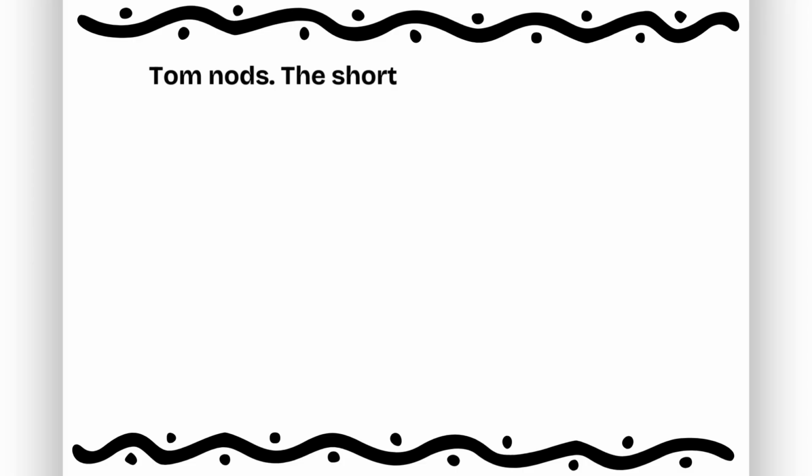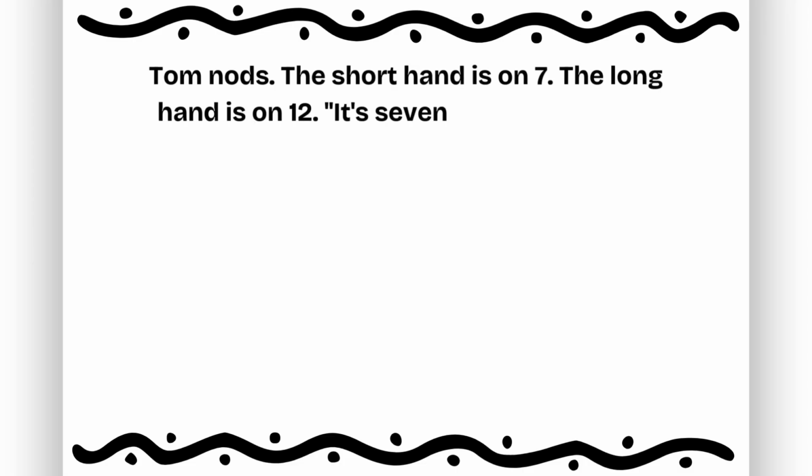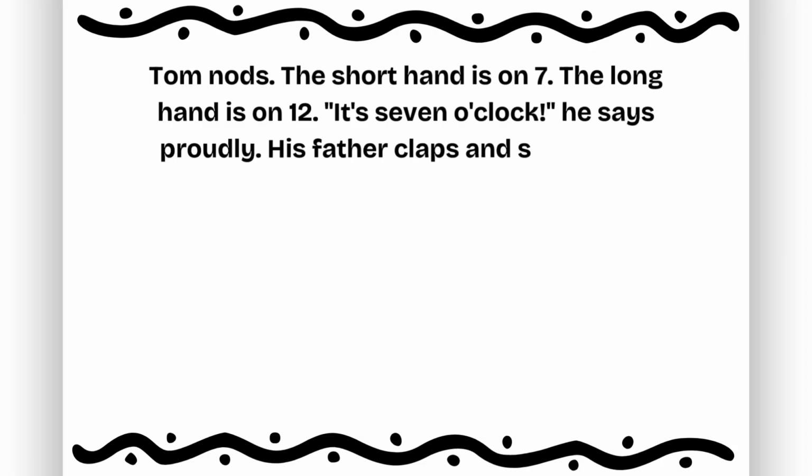Tom nods. "The short hand is on 7. The long hand is on 12. It's 7 o'clock," he says proudly. His father claps and says, "Very good."